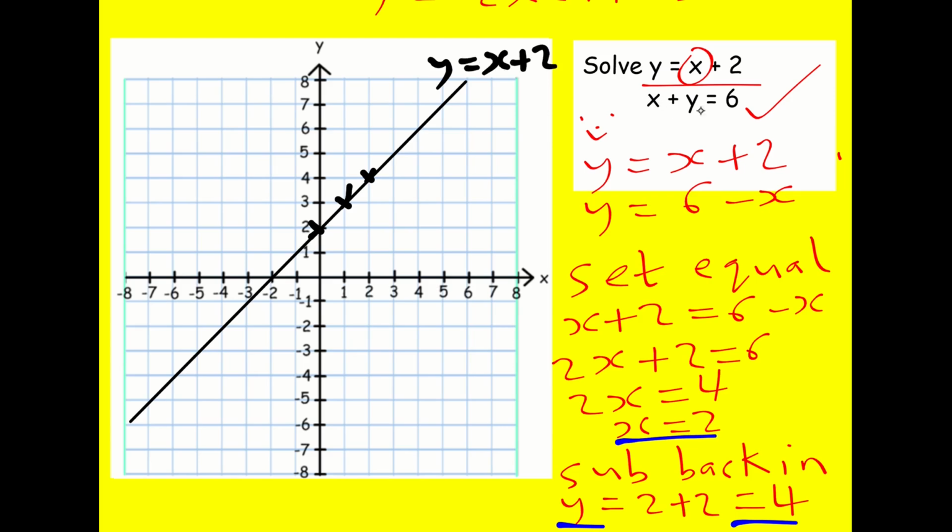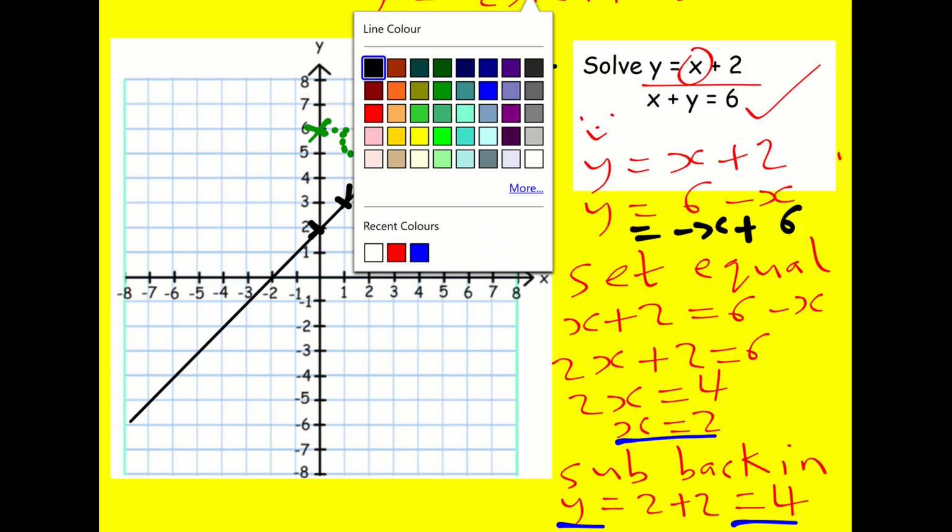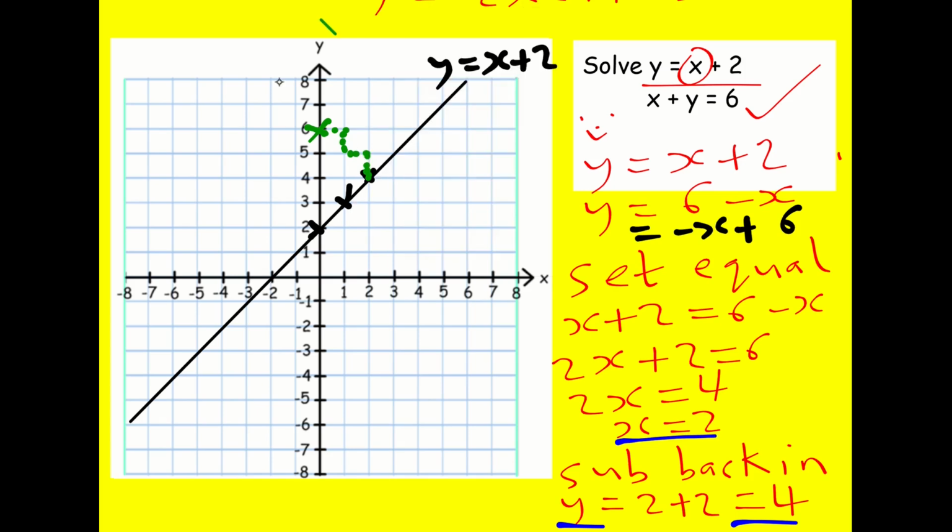And then to plot this one, I'm going to rearrange it. I'm going to use this one here, 6 minus x, which we could write as minus x plus 6. That gives me an intercept of 6, and it gives me a gradient of minus 1. So that means I go along 1, down 1, along 1, down 1. And then I can again draw my straight line. Okay, and look where they cross. They cross at x equals 2, y equals 4.